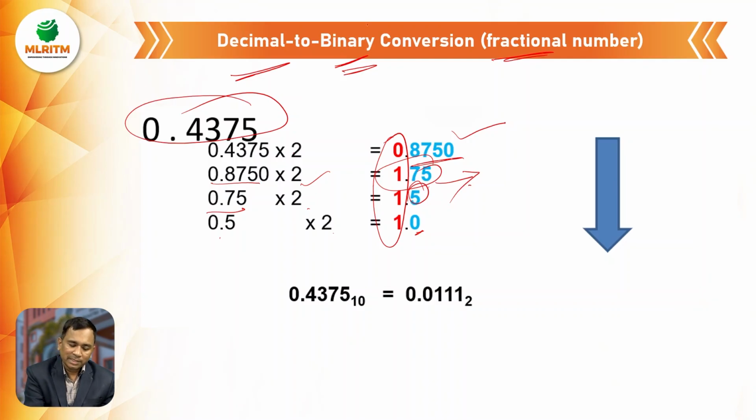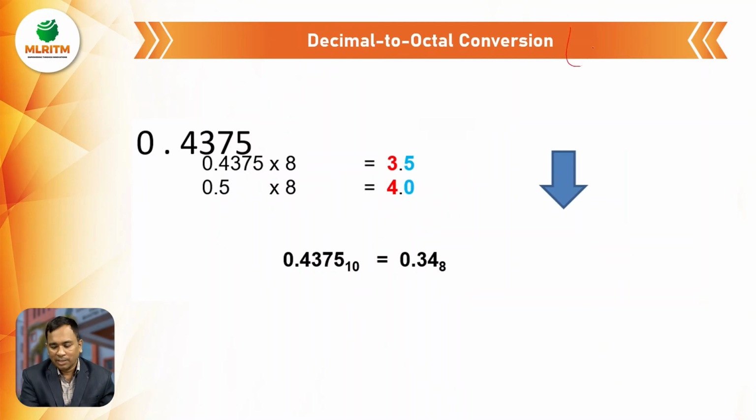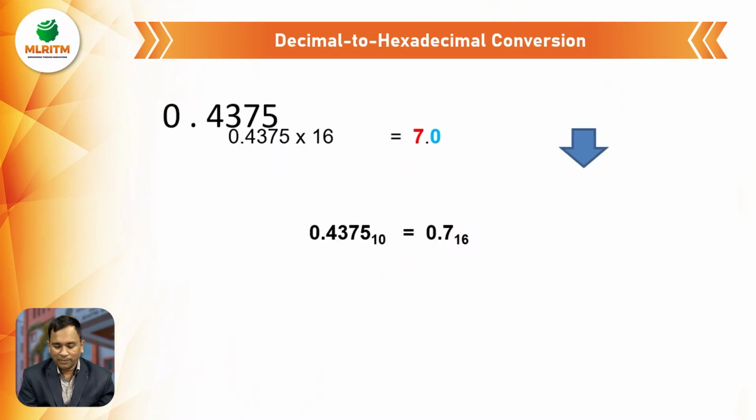We did decimal to binary conversion previously, but this technique I'm using for fractional numbers. Decimal to octal conversion, here also I'm using the same fractional number, 0.4375. For octal conversion I'm taking 8 here, 0.4375 times 8 gives 3.5, and here 3 I'm keeping as it is, and 0.5 comes here, 0.5 times 8 gives 4.0. So if I'm getting the fractional part as 0, at this position we have to stop, and 0.34 is my octal number. Next conversion is decimal to hexadecimal. For 0.4375, I'm taking 16, which gives 7.0. So 7 is my hexadecimal number.